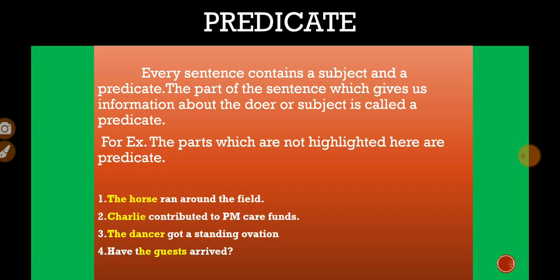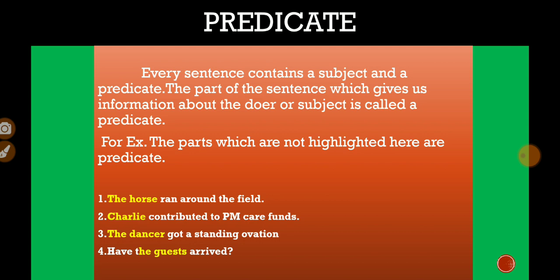Now let us proceed to the next part of it. As I told you, sentences consist of two parts. One is about who is doing the activity, which is called the subject, and what that particular subject is doing, that activity is called the predicate. So I can define it as the part of the sentence which gives us information about the doer or subject is called a predicate. For example, my children, the parts which are not highlighted here are predicate.